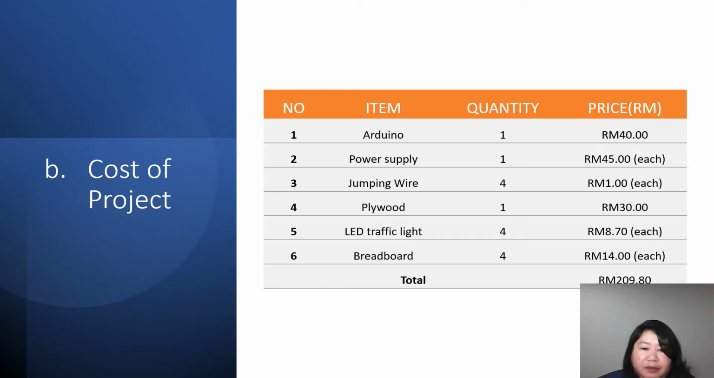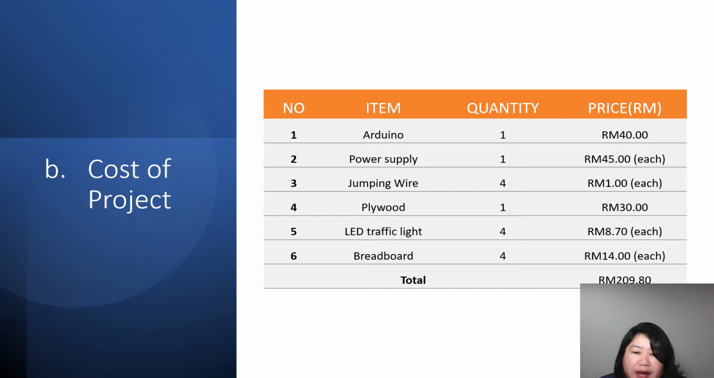So the cost of the project. The Arduino board will be priced at 40. Power supply, we get one power supply, 45 each. Jumping wire, we will be getting 4 jumping wire with 1 ringgit each. Plywood is 30 ringgit for 1 plywood for the board.